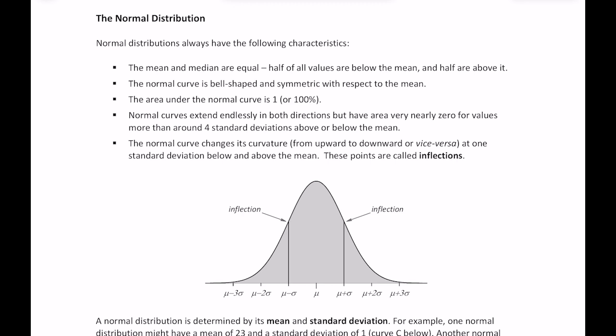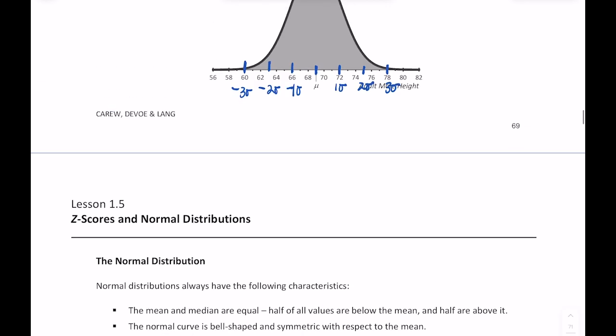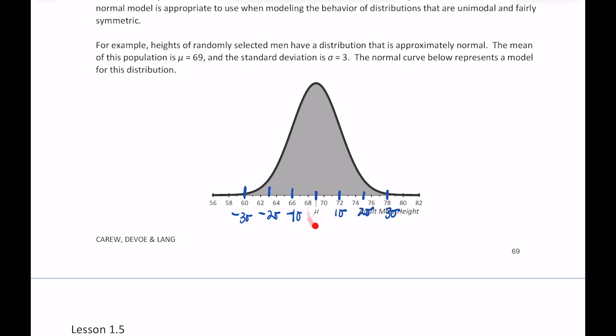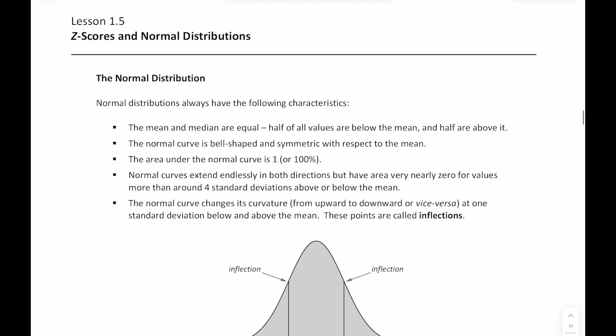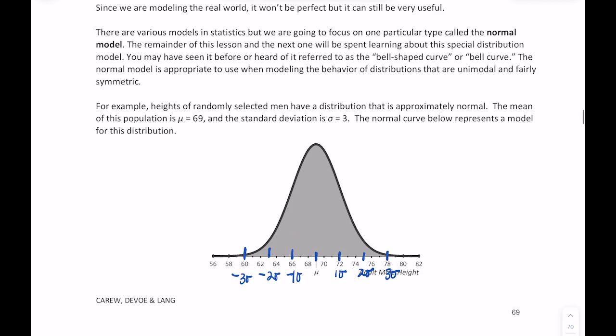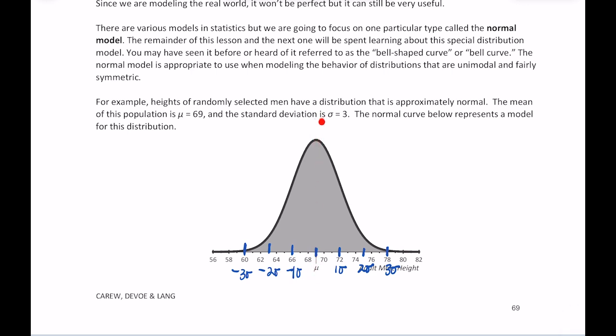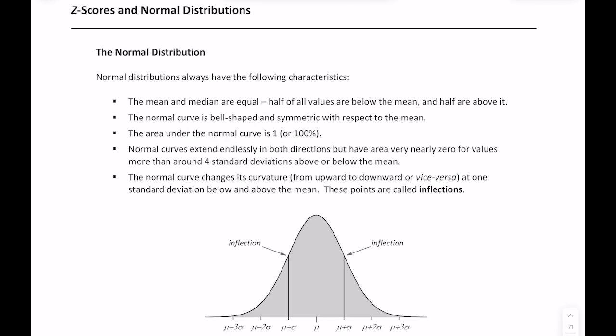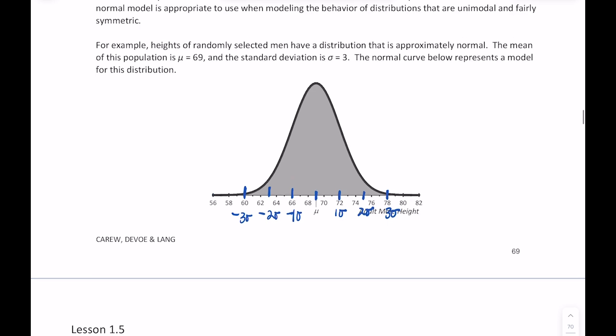So here are some of the characteristics that you need to remember. The mean and the median are equal. So right here we have our mean, and that's also where the median is. And half of the values will fall above the mean and median, and half will fall below. The normal curve is bell-shaped and symmetric with respect to the mean. So if we were to fold down the center along the mean, it would be pretty much the same on either side. The area under the normal curve is 1 or 100%.